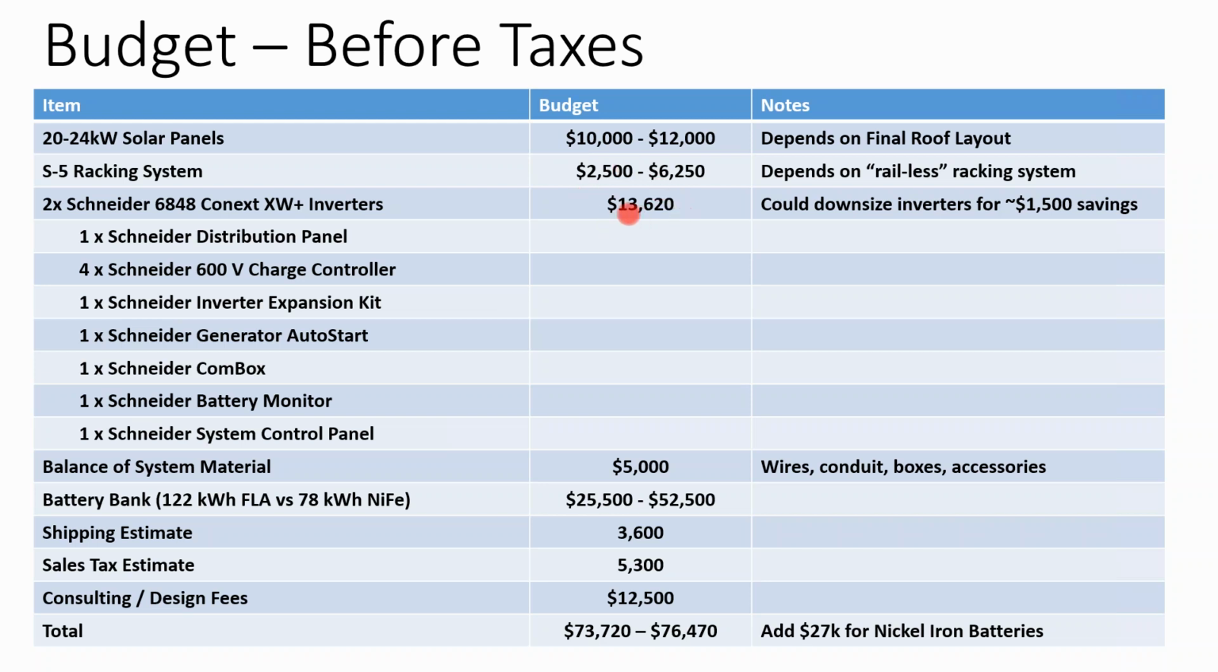Here we have our inverters, and this was interesting. When you add up the charge controller, the service panel, the inverter, the monitoring, it came out to be about $13,500 for 13 kilowatts of inverter capacity. So the inverter system, not just the inverter itself, but the charge controllers, the service panel, all that comes out to be about $1 a watt in material cost.